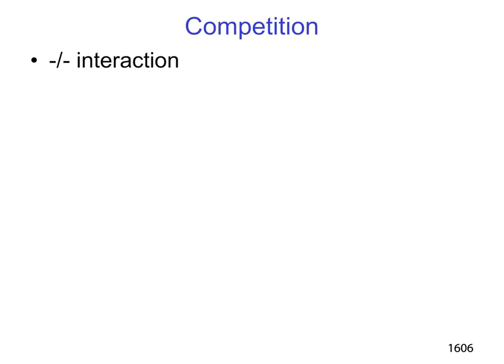Intra is within species, or inter is between species. Okay? So number 3 is it can be intraspecific or interspecific. Number 4, it can involve direct contact or fighting, but very often competition is much more subtle.